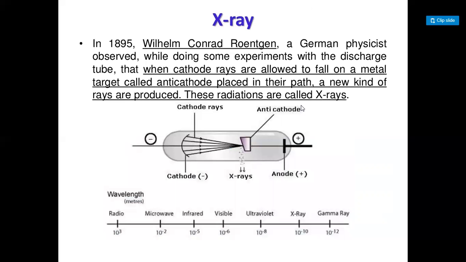Similarly, in 1895, Conrad Roentgen, a German physicist, observed while doing some experiment with the discharge tube that when cathode rays are allowed to fall on a metal target, called the anti-cathode, placed in their path, a new kind of rays are produced. This radiation is called X-ray.